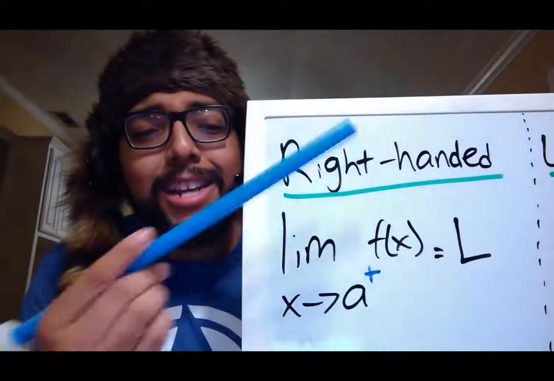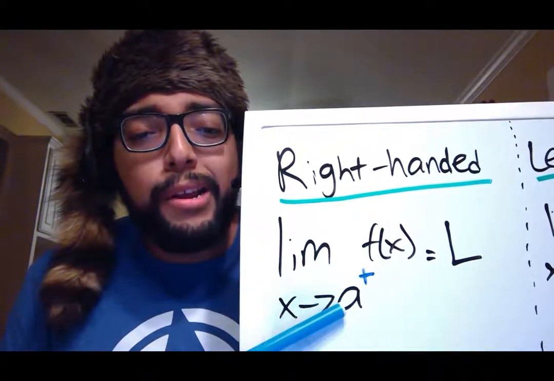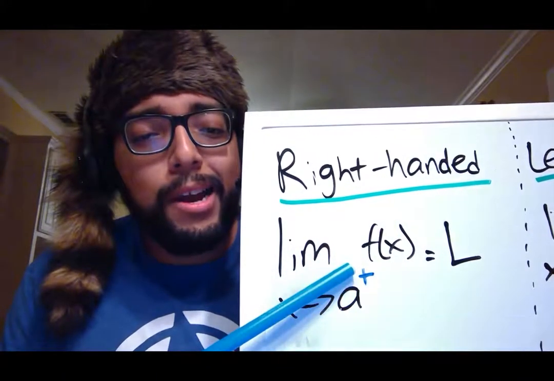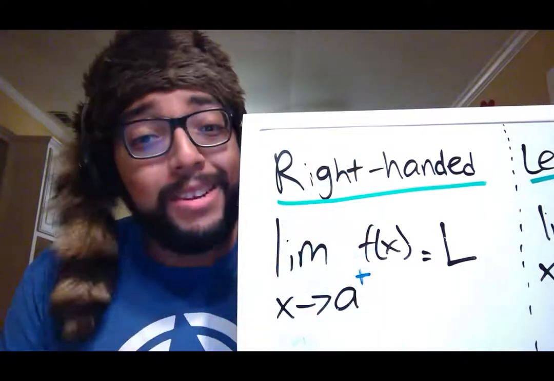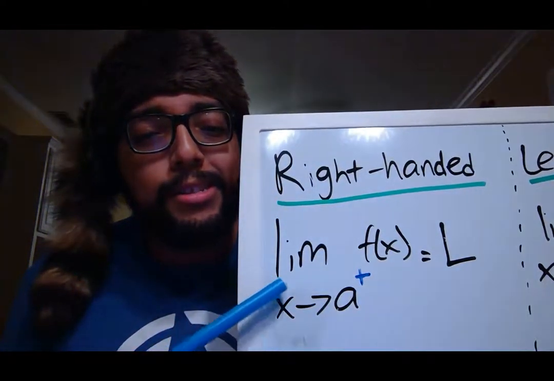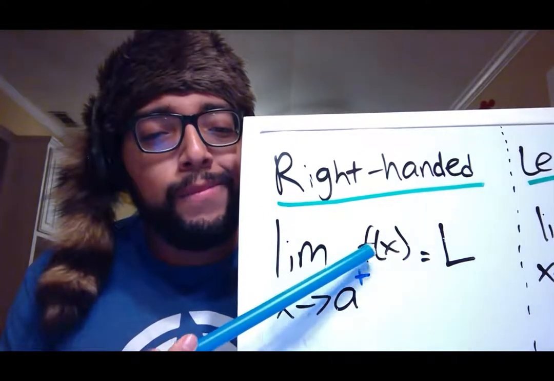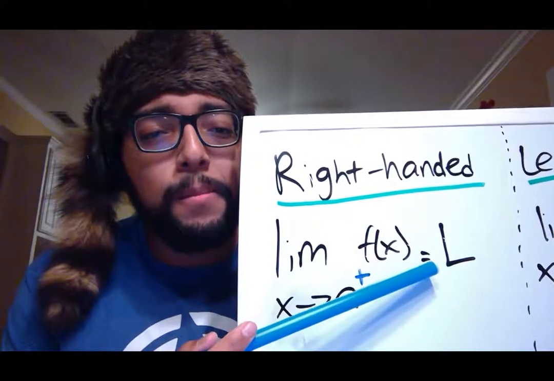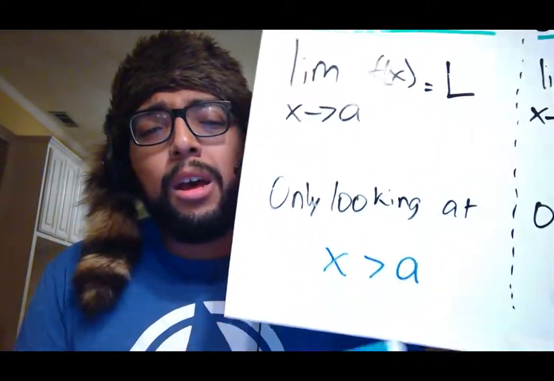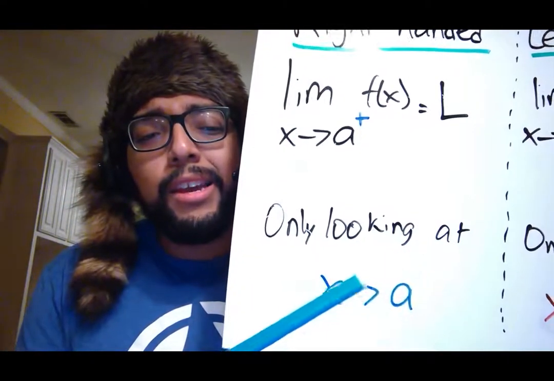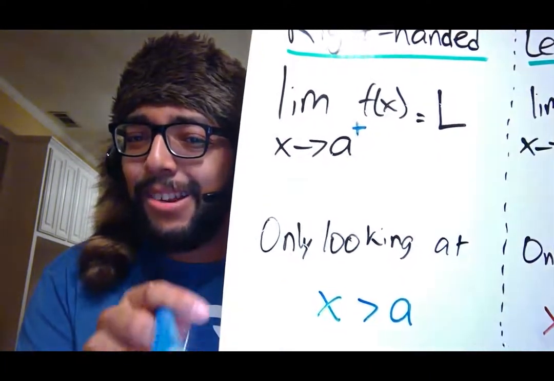So when I say all this, I'm going to say the limit as x approaches A from the right hand side of f of x equals L. I'm going to say that one more time for you. The limit as x approaches A from the right hand side of f of x equals L. Okay? So when we look at that one question, we're only looking at the x's that are greater than A. So the x's that are greater than A.